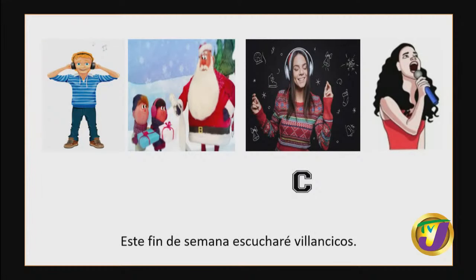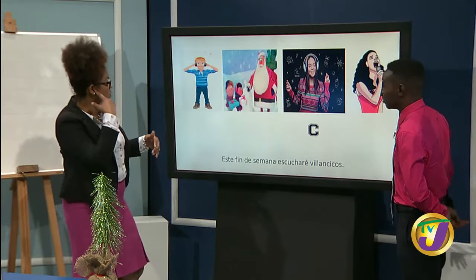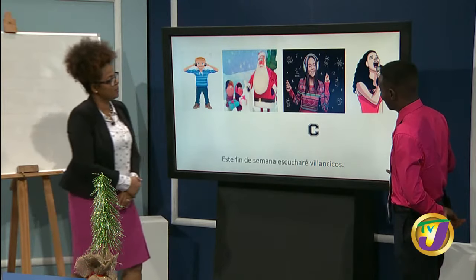Este fin de semana escucharé villancicos. What is the answer for that one, Kevon? Let's see what the students chose. What was the key word that guided the students? What do you think, profesora, that guided the students to choose C? Escucharé. They are listening to music here. So this weekend, the ladies listen to the villancicos music. Muy bien. So listen is the verb. Bueno.